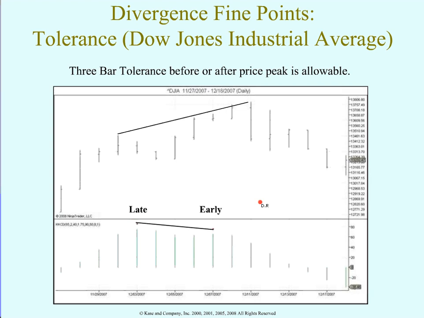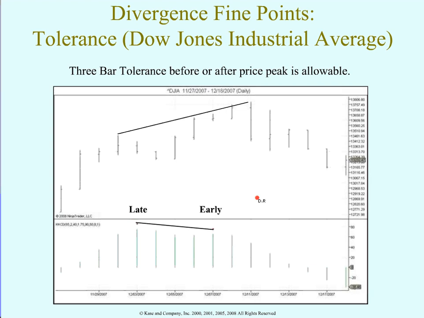Okay, so looking at tolerance, because most peaks don't line up, peaks in price and peaks in momentum don't necessarily always line up with one another. In the studies that Case has performed, we allow a 2 to 3 bar tolerance, meaning that generally the default is 2, but we'll allow as high as 3, meaning that as long as the peak in price and the peak in momentum are within 2 bars of one another, then we'll count it as a valid divergence.